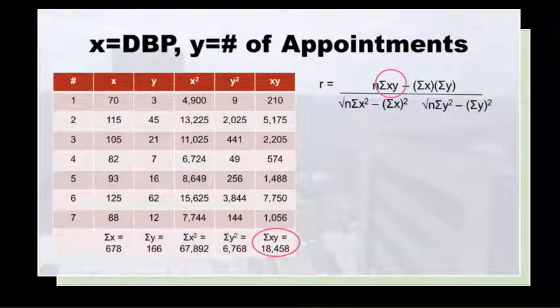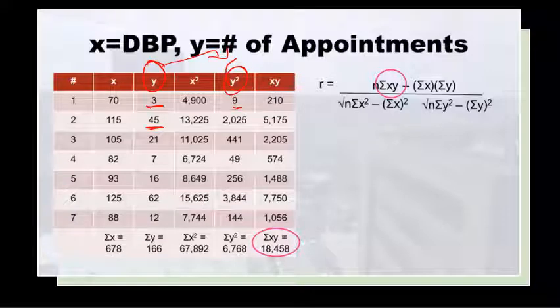Then you're going to do the same thing with the y's. You take your y's, square each one, and put it here. So we're going to go 3 squared, which is 9. 45 squared, which is 2,025. 21 squared, which is 441. 7 squared, which is 49. 16 squared, which is 256. 62 squared, which is 3,844. And then 12 squared, which is 144.